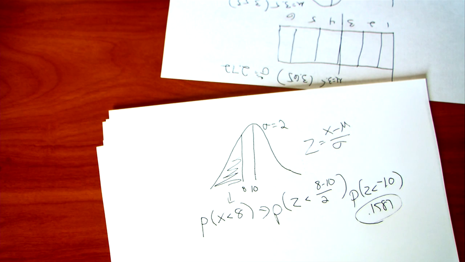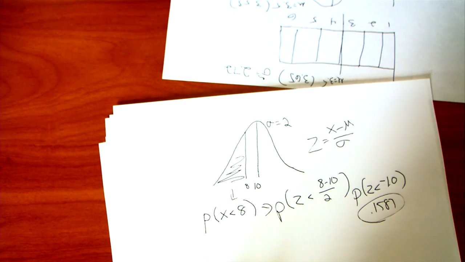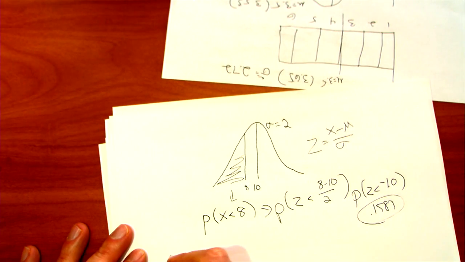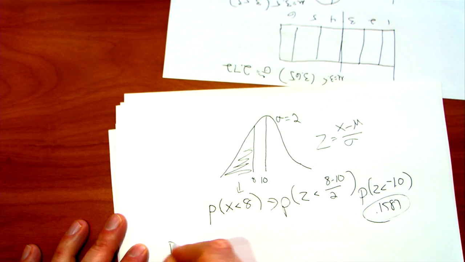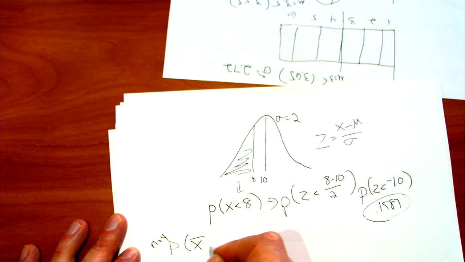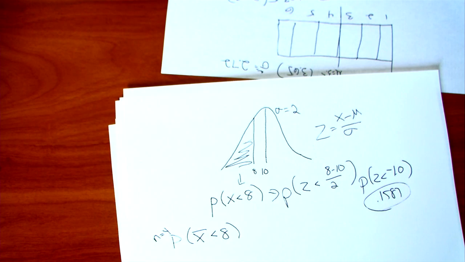What if I sample 4 people and I average them together and they average less than 8 job offers? What's the odds of that happening? So I'm no longer talking about one person with less than 8 job offers. I'm talking about averaging together 4 and their average being less than 8. Not just one person, but their average being less than 8.